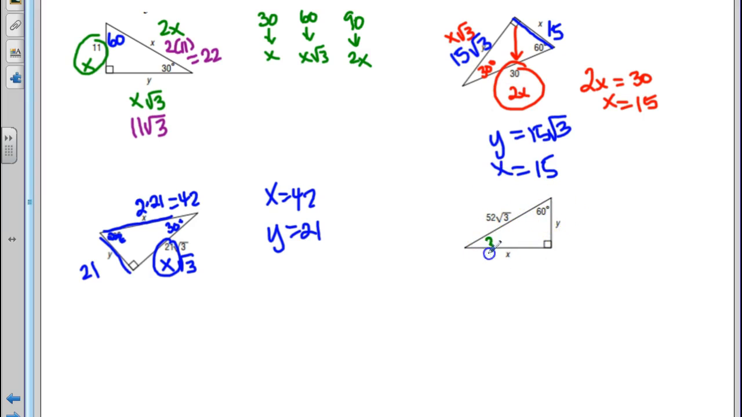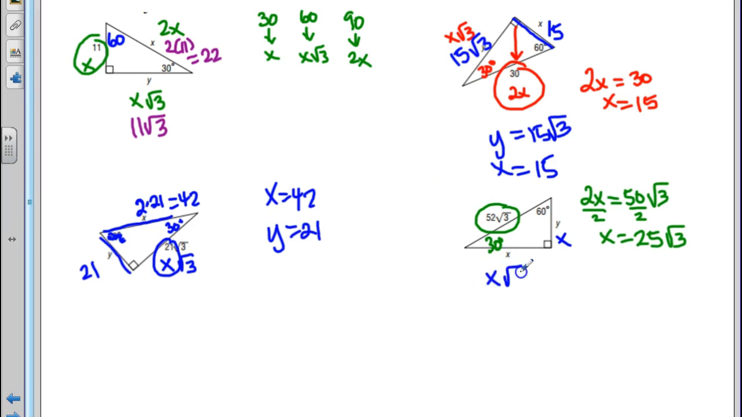All right, this is 30 degrees. They gave us the 2x side. So 2x equals 50 times the square root of 3. Dividing both sides by 2, x equals 25 square roots of 3. All right, remember, opposite the 30 is x, and this is x times the square root of 3, excuse me. So going back to these. All right, so this is this side, 25 square roots of 3. So y is 25 square roots of 3.